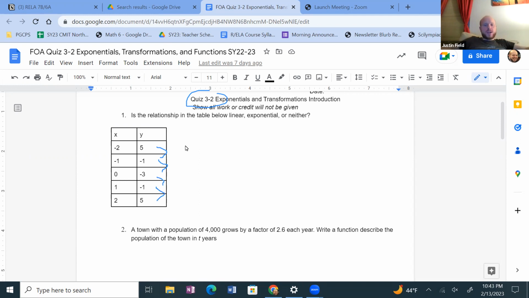So from 5 to -1 is an increase of 6. I mean, a decrease of 6. Sorry about that. Okay. From -1 to -3 is a decrease of 2. From -3 to -1 is an increase of 2. And then -1 to 5 is an increase of 6. So as you can see, all these numbers are changing and not in a way that's linear. They're not all adding or subtracting to be the same.